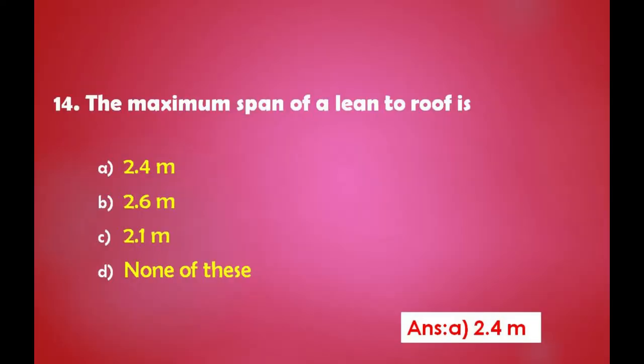The maximum span of a lean-to roof is A. 2.4 meter, B. 2.6 meter, C. 2.1 meter, D. None of these. The answer is, the maximum span of a lean-to roof is 2.4 meters.